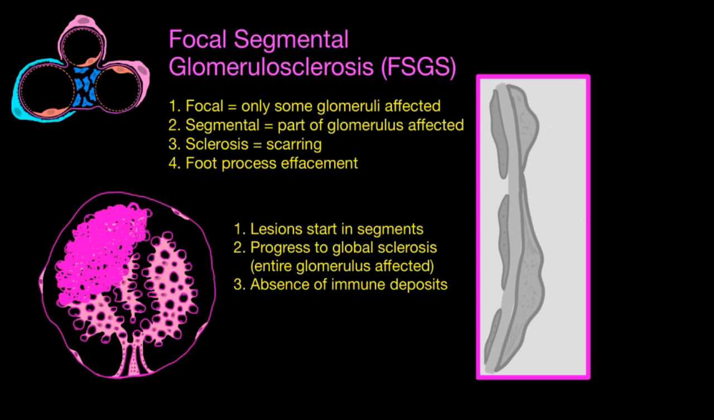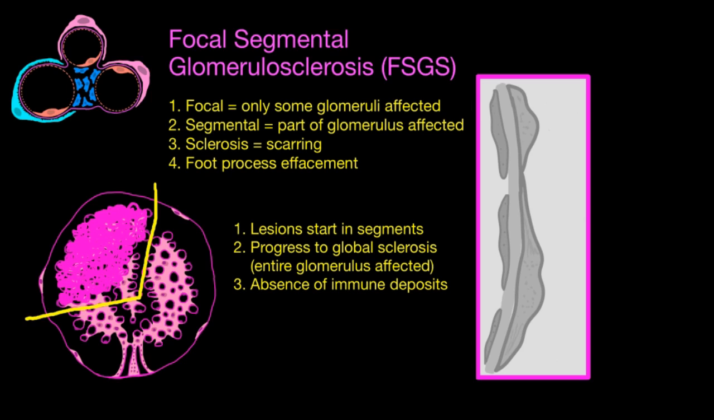So if you're looking at all the glomeruli in the sample from a kidney biopsy, some were normal, but some are affected. And then of the ones that are affected, a segment, only part of the glomerulus is affected. So how is it affected? By scarring or sclerosis. And so this picture here is trying to represent what you would be seeing. As you can see, this part of the glomerulus is healthy and this part has sclerosis. And so, focal segmental glomerulosclerosis.